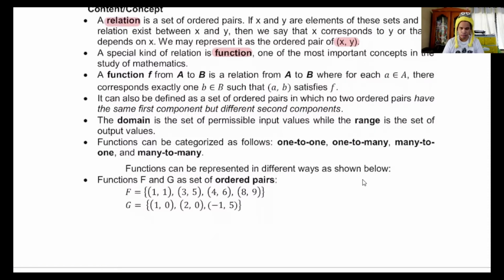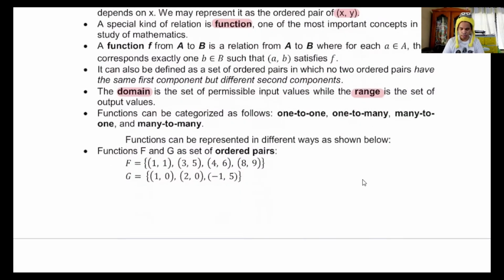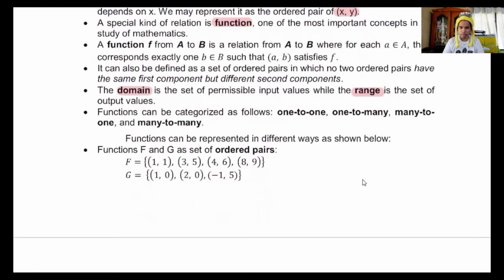Okay? So now, let's go to domain. What is domain? The domain is the set of permissible input values, while the range is the set of output values. And functions can be categorized as one-to-one, one-to-many, many-to-one, and many-to-many. So later, I will give you some examples on how you can imagine this way of categorizing functions.